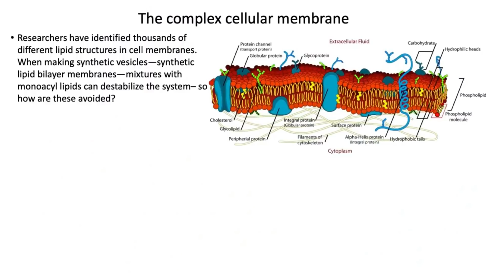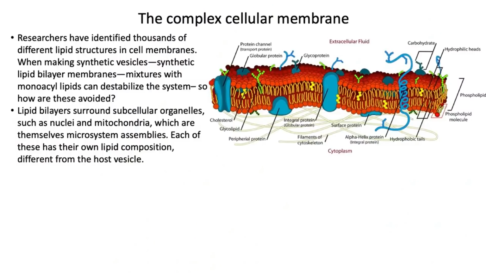Not just one. Every protocell experiment, they use one type of lipid. Actually, a cell is made up of thousands of different types. Mixtures of monoacyl lipids destabilize the system. So when they have their monoacyl lipids, those will destabilize the systems. You can't use those. Lipid bilayers surround subcellular organelles such as nuclei and mitochondria, which are themselves microsystem assemblies. Each of these has their own lipid composition.